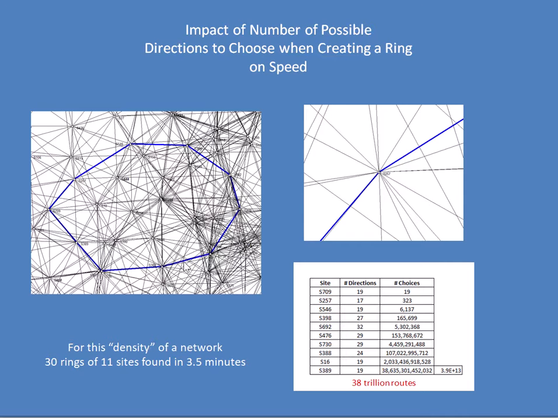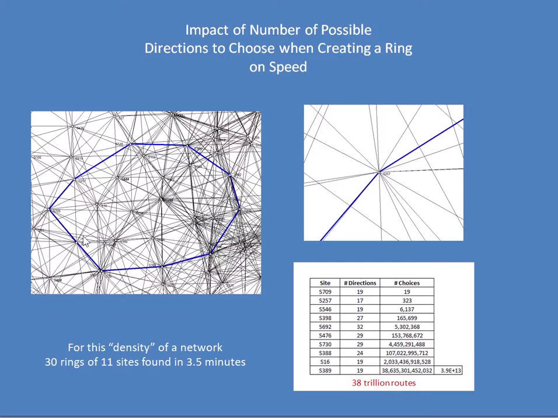So in this image, which is from a dense network, you can see that this ring that's in blue, in order to find this solution, what the tool did was, for this one site that it's starting on the left, which is S709, it made a choice out of, in this case, 19 directions it can go when it's searching for a ring. So it made a choice of this direction. When it got to this site, it had another 17 choices. So it made another choice there and continued around until eventually it found its way back. And this is a real ring that it actually found in a real network.